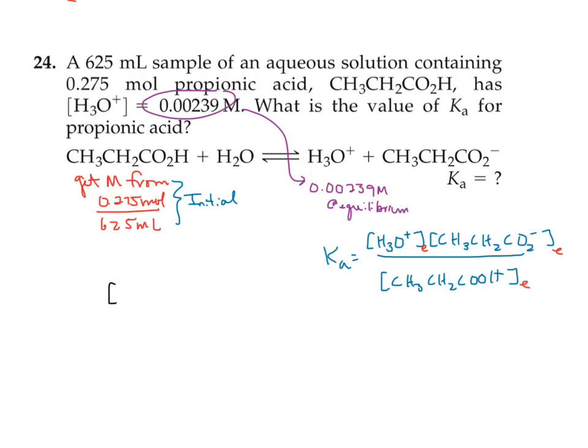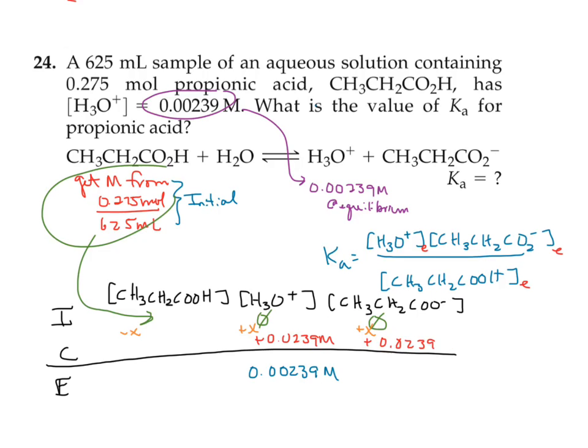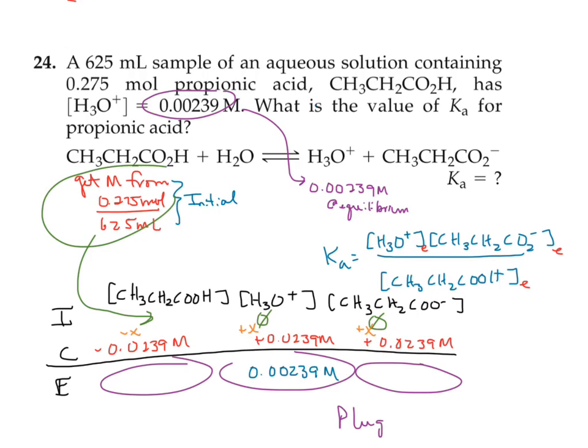Okay, so now your ice chart. You write your equilibrium, your Ka expression, and your ice table, and fill in what you know. The initial concentration of the propionic acid, the molarity, you're going to have to get from the moles and the volume. The initial concentration of the hydrogen ion or hydronium ion is 0, and 0 for the conjugate base. At equilibrium, this molarity was given. That's the 0.00239, it goes right there. That means that was the change.